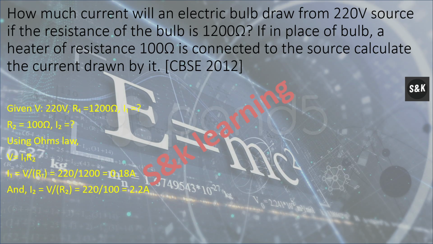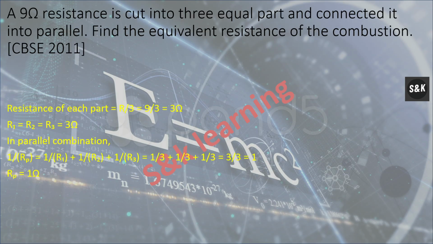So using Ohm's law we get I equals V upon R. Putting the value, we get the current passed through the bulb is 0.18 ampere, and similarly for the second, putting the value, we get the current passed through the heater is 2.2 ampere.